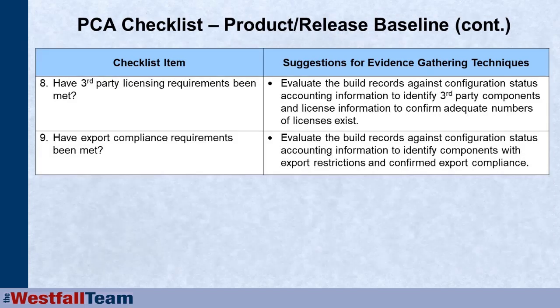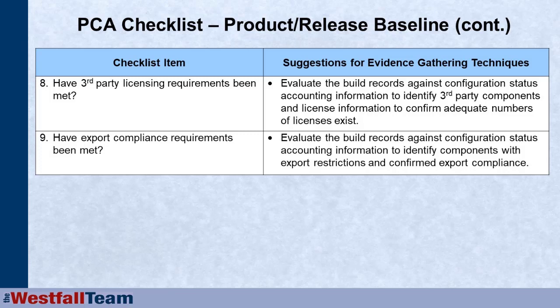If you have any third-party software that's included, have the licensing requirements been met? So you can look at the build records against the configuration status information, identifying any third-party components, and then on a sampling basis confirm that we have the adequate number of licenses. Have we met export compliance?